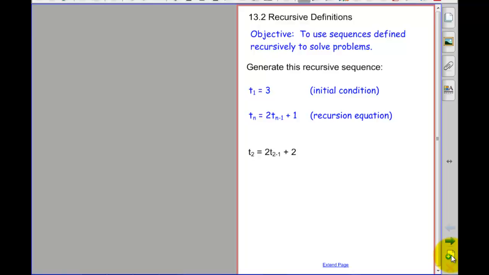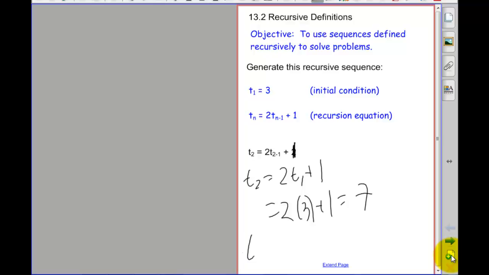We will. So t sub 2 equals twice t sub 2 minus 1 plus 1, or t sub 2 equals twice t sub 1 plus 1. See how you're defining a term in terms of the previous term. I'm sorry, I wrote down the recursion equation wrong. That should be a 1 there. So that's twice t sub 1, which is 3, plus 1, and you get 7.